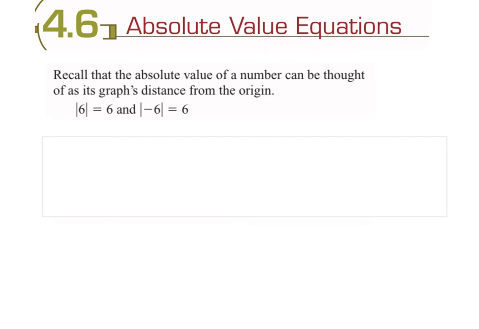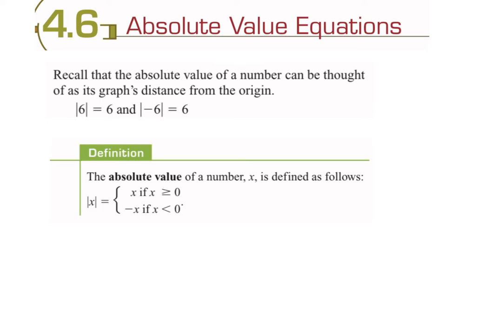Recall that the absolute value can be thought of as its distance from the origin, so how far away from 0 you are. So absolute value of 6 is 6 units away from 0, and absolute value of negative 6 is also 6 units away from 0. That is what absolute value means.